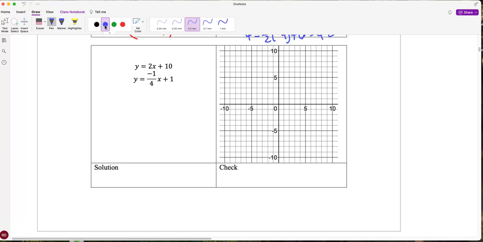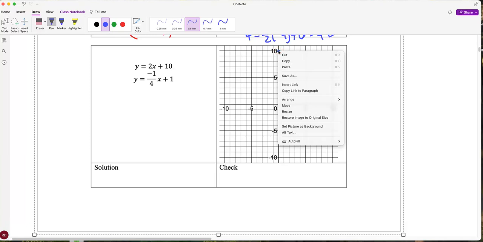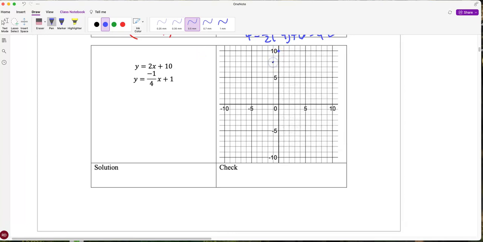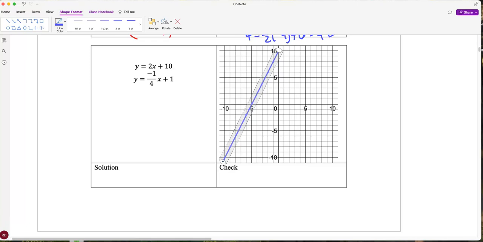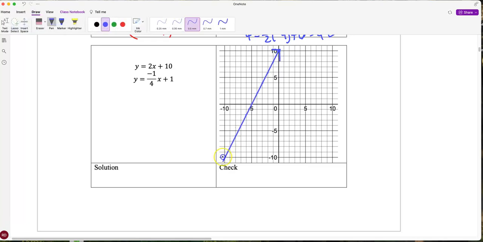Same thing here, just, okay, graph these as carefully as I can. Y equals 2x plus 10. The slope is 2. So if I go down 2 over 1, over 1, over 1. So these points will help me draw a line, which you know should be straight. Okay. And if I do this line right there, so this is y equals 2x plus 10.